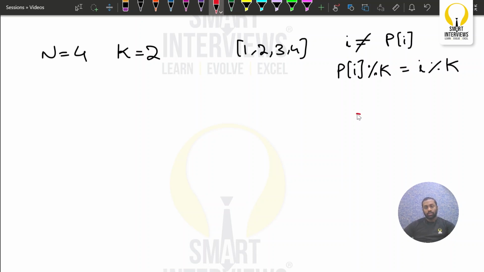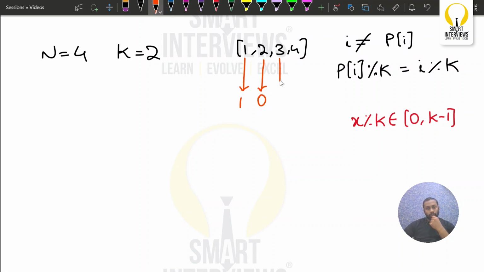I know one thing for sure, that any x mod k belongs to 0 to k minus 1. That is, when I take k equal to 2, 1 mod 2 is 1, 2 mod 2 is 0, 3 mod 2 is 1, 4 mod 2 is 0. These are the mod 2 values.